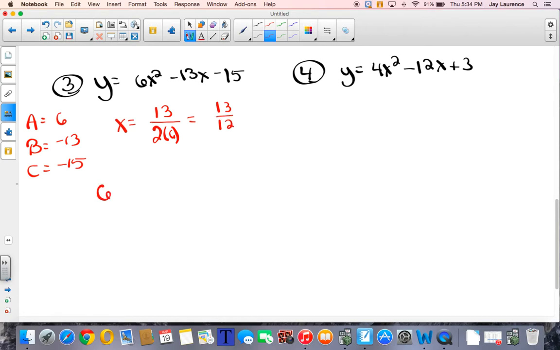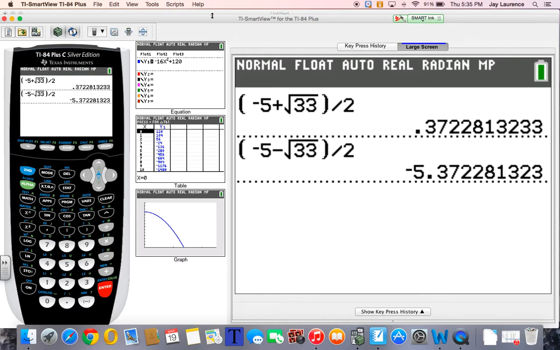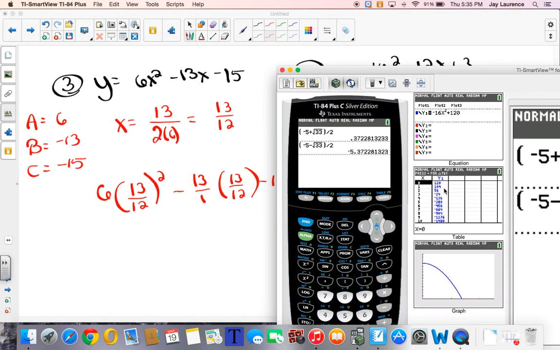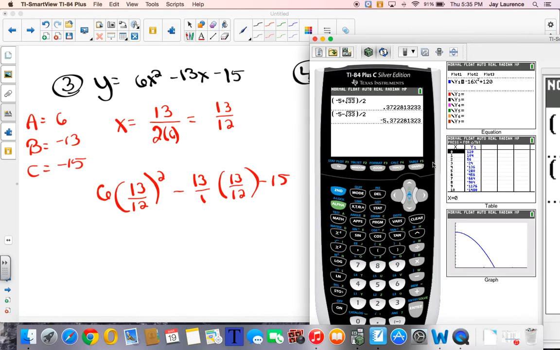So I'm going to go 6 times 13 twelfths squared minus 13 times 13 twelfths minus 15. If you want, you can go to your calculator to help you with this. Graphing calculator, come to my rescue. Sorry. All right, here we go. So let's go with 6, quantity, 13. Mr. Lawrence, how do you put a fraction in on a calculator? Just like that, ladies and gentlemen.